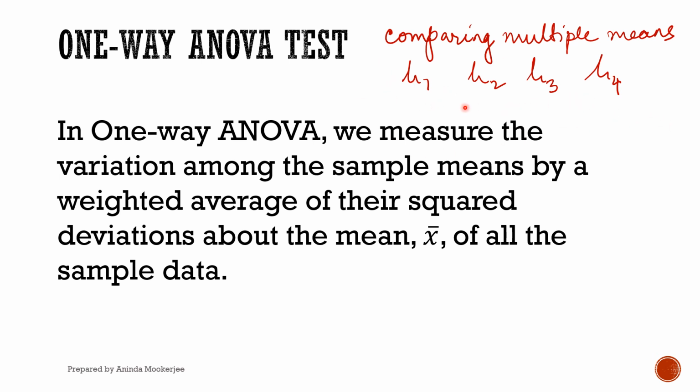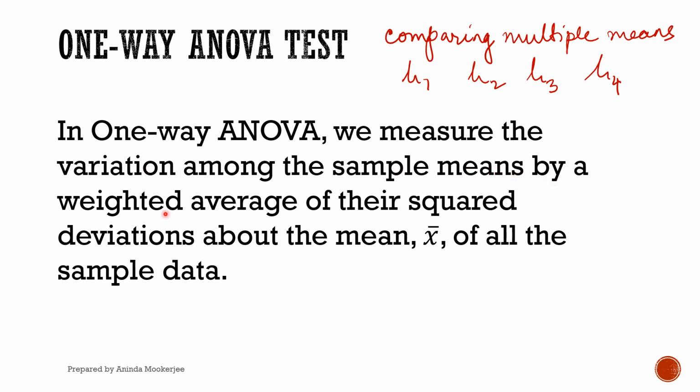It could also be that some of the means are equal, but others are not equal. So it could be that mu1 is equal to mu3, but mu1 is not equal to mu2 or mu4. All right, so that could be the case as well. So what we are doing is we are measuring that kind of variation among the sample means. That's what this wording means, variation among the sample means. How?